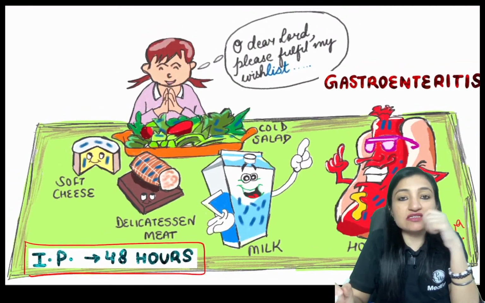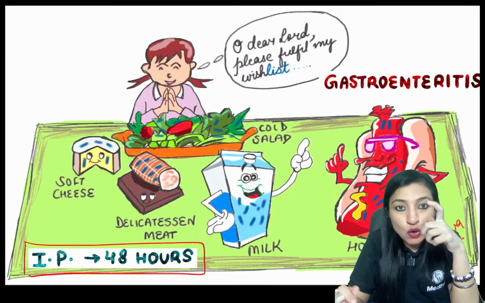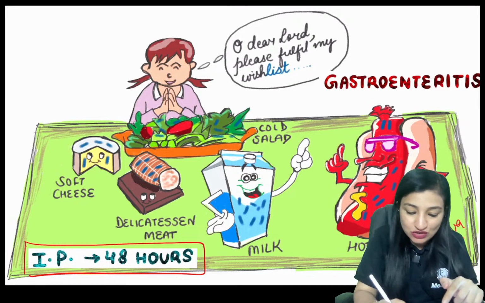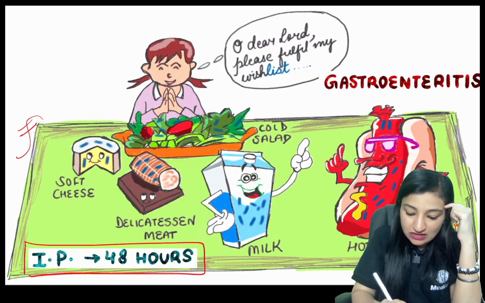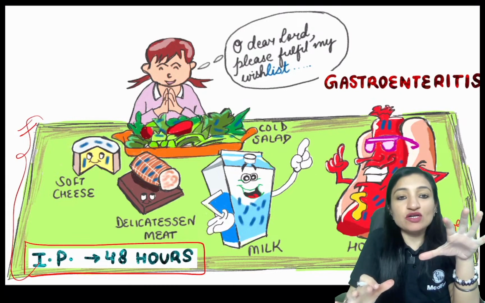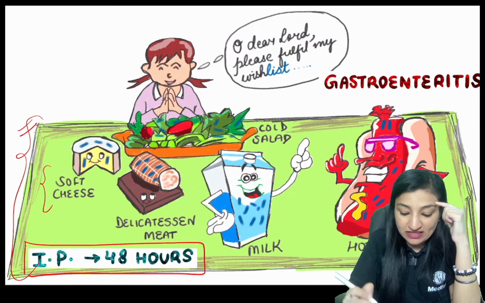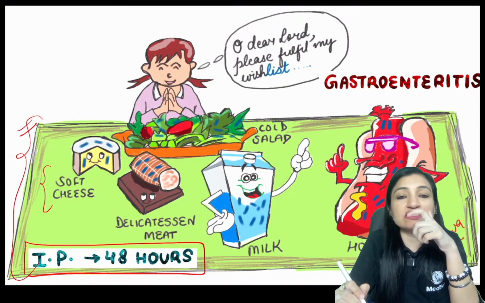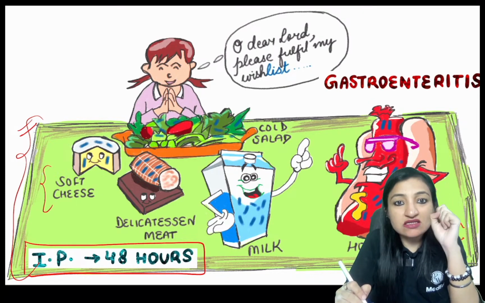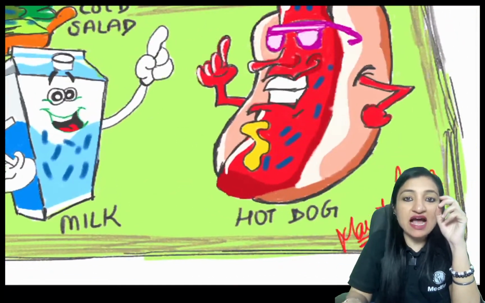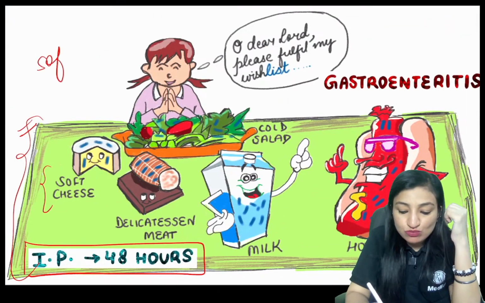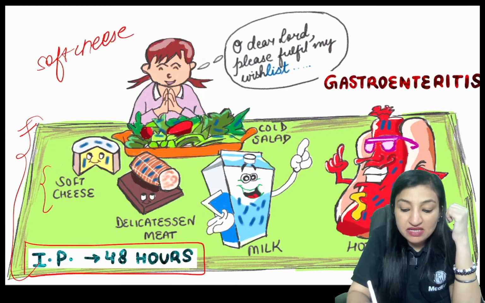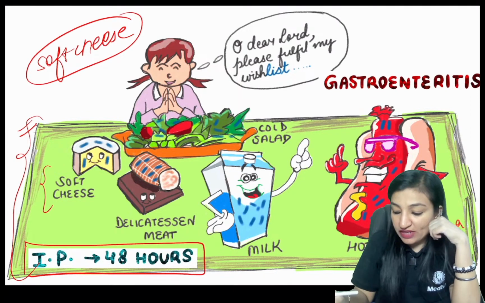So she's ardently praying to the Lord, and you can see she's in some religious place, and in front of her you can see different food items which you have to remember in the context of listeria food poisoning: soft cheese, delicacy meat, milk and hot dog. ठीक है, एज आई सेड क्वेश्चंस मोस्टली सॉफ्ट चीज़ पे आते हैं. मिल्क एंड मिल्क प्रोडक्ट्स आपको नहीं भूलना है बिल्कुल भी.